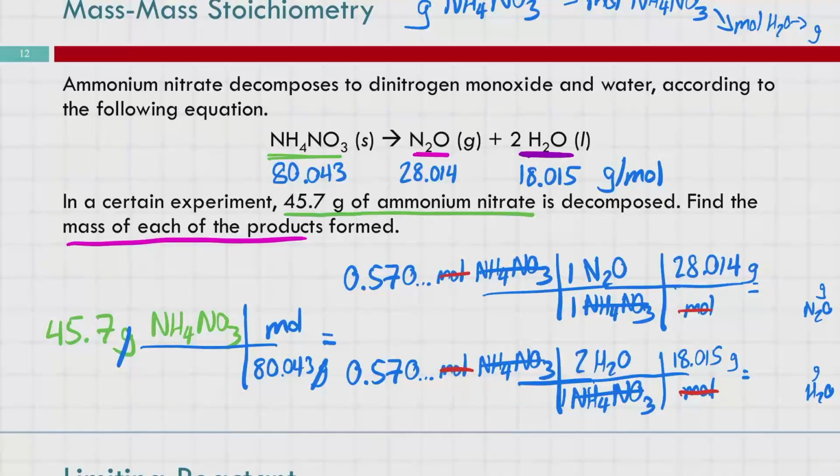Typically on exams, you won't be asked for 2 products. You would just be given 1 product to find. So this one rounds to 16 grams of N2O. And for water, it's 10.3 grams of H2O.